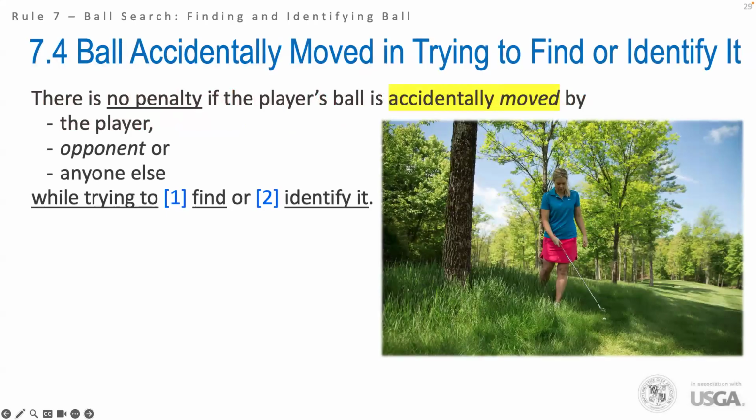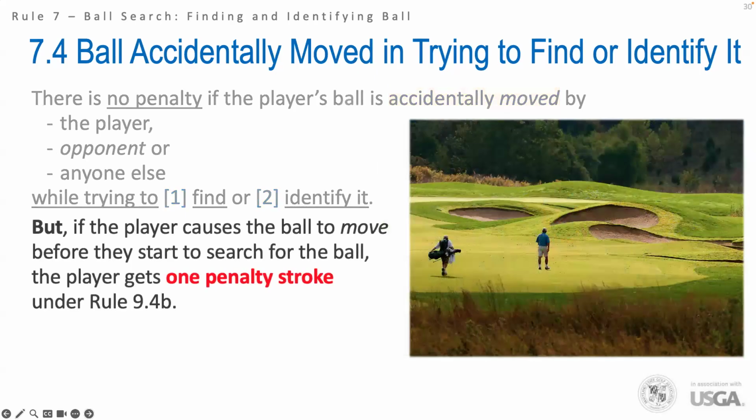So you say, hey, I'm out there, I'm being really careful, but my golf ball was under a bunch of leaves. I accidentally kicked it. This part of the rule is going to cover that scenario. There's no penalty if the player's ball is accidentally moved by the player, opponent, or anyone else while trying to find or identify it. But if the player causes the ball to move before they start to search for the ball, the player gets one penalty stroke under Rule 9.4b, which we will talk about here in a few minutes.